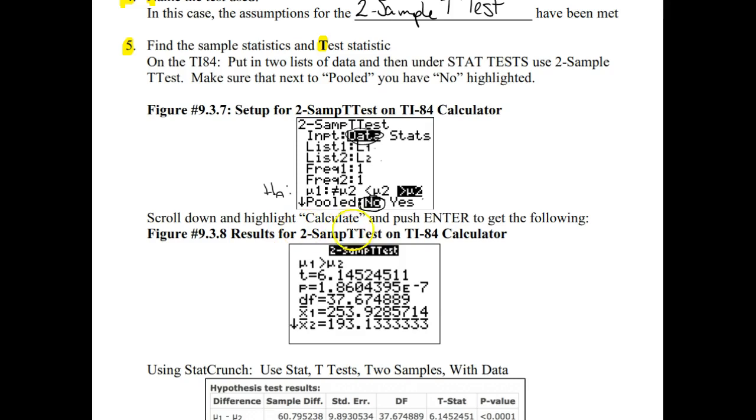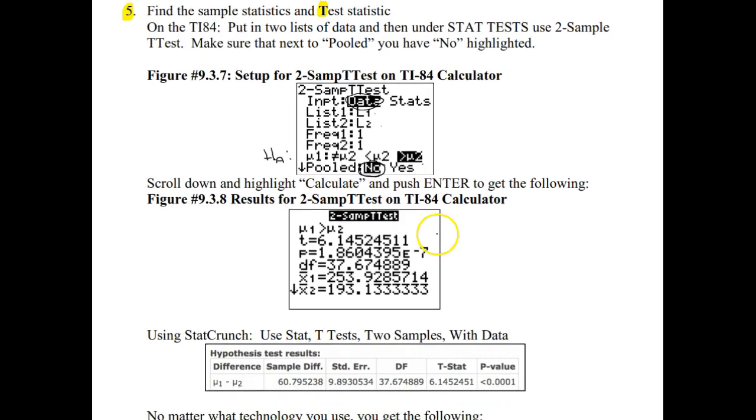Okay, so then we can scroll down and highlight calculate and hit enter, and then the output screen, again, before we look at any of the values, you just need to double check that your alternative hypothesis that you've written looks like the top line of the output screen. So mu1 greater than mu2, so that checks out. And then again, we have our t-score, so there's our test statistic, where it says p is really our p-value.